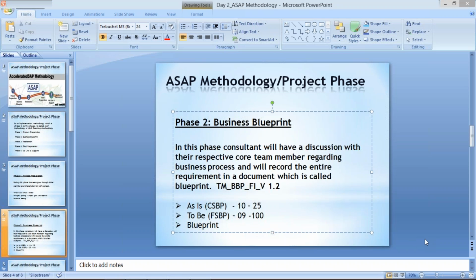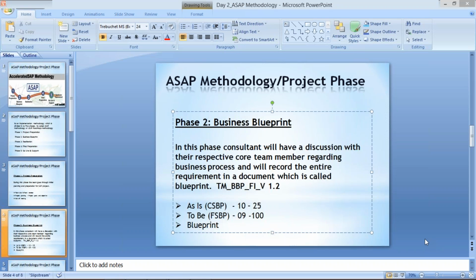Okay, here the question is whether only the SAP FI consultant will be involved in blueprint preparation, or whether other consultants like SD and MM are also involved. So SD, MM and ABAP. ABAP is a technical consultant, so technical people will not be involved in this blueprint preparation. The blueprint will be prepared by the functional consultants themselves.